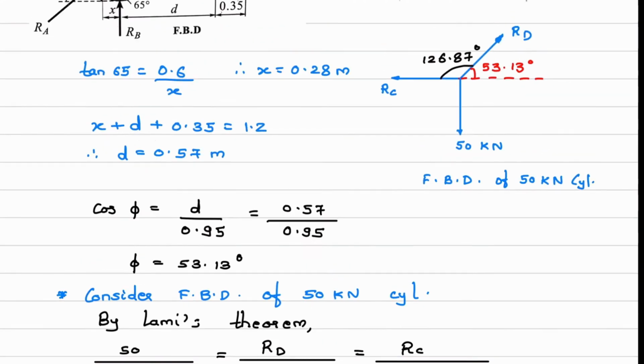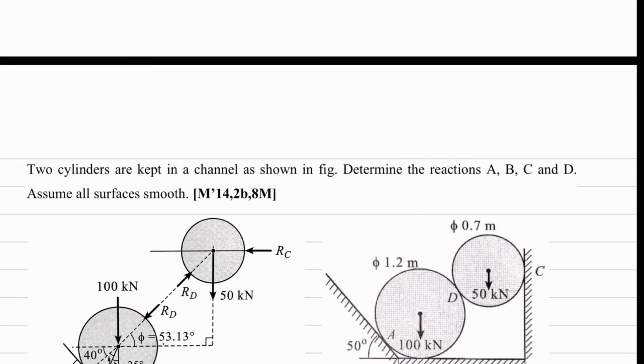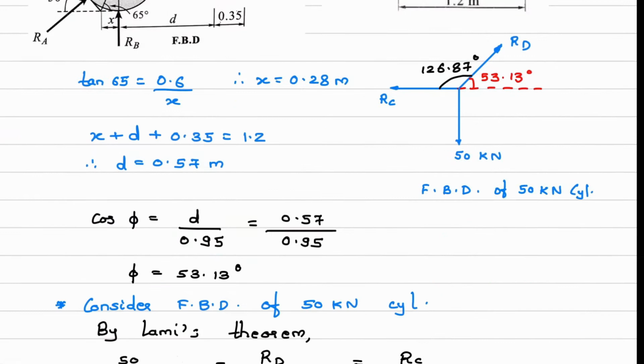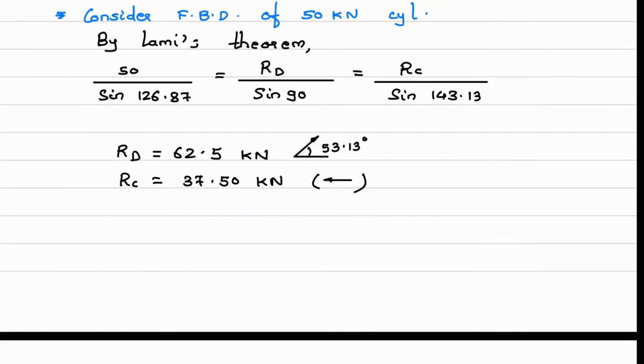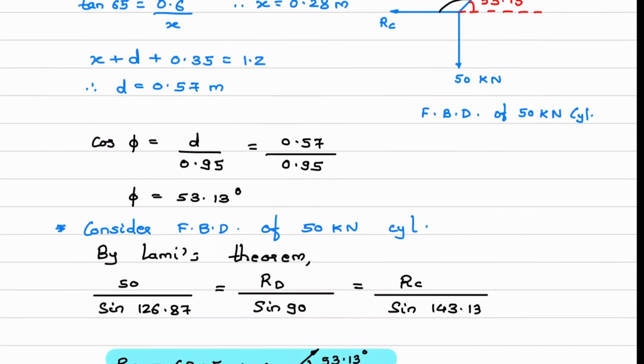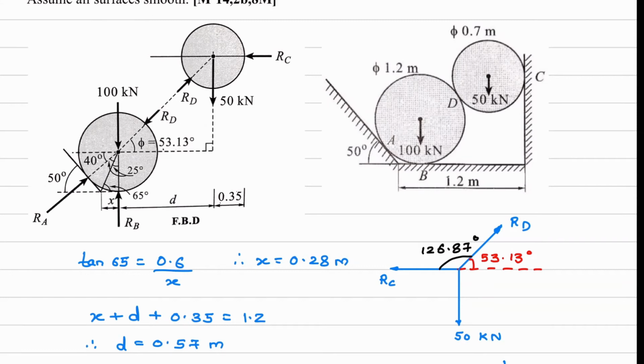Okay, so we have calculated what is asked in the question, reaction at A, B, C, D. So we have calculated reaction at D, and then we have calculated reaction at C. Okay, now we will consider the FBD of the bottom cylinder.